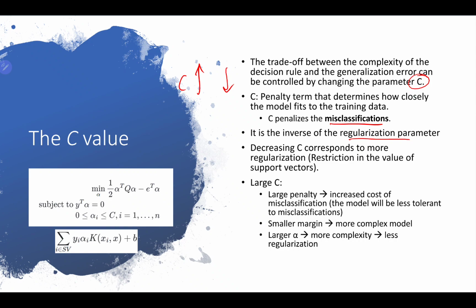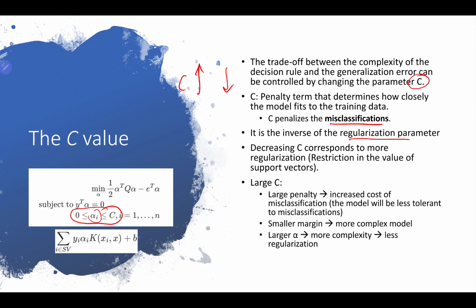Here it's a bit different. As you can see, it restricts the value of alpha, right? The alpha value is the value of the support vector points. So if you have a large C value, then you're okay with this alpha being larger. If you have a smaller C value, then you basically restrict it to be much smaller.